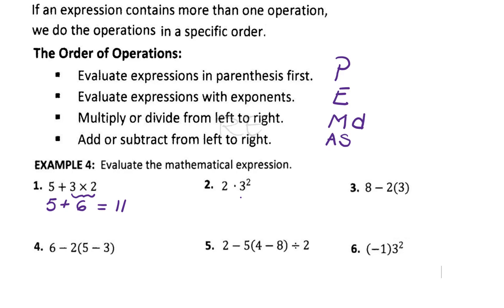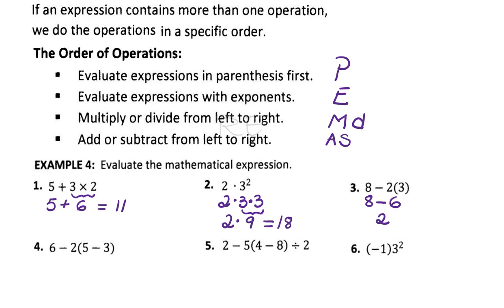We will do exponent first. 3 to the 2nd is 3 times 3 times 2. 3 times 3 is 9, times 2 is 18. Order of operations, we'll do multiplication first. 3 times 2 is 6, so it's -6 plus 8, which is 2.